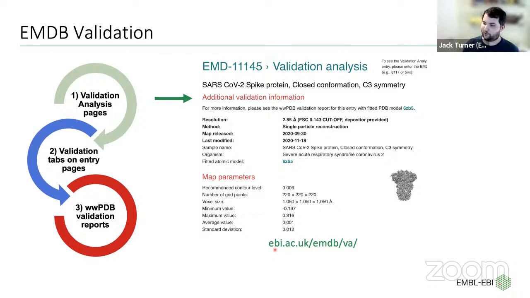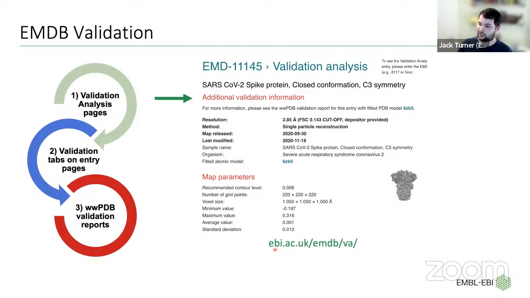This is particularly helpful when we're integrating new validation metrics. So the newest one we integrated was something called Q-score, because the software is not written by us, it's written by other scientists, and then we integrate it into the pipeline. And it is very unlikely that a software developer has had the opportunity to test out their software on 25,000 EM entries.